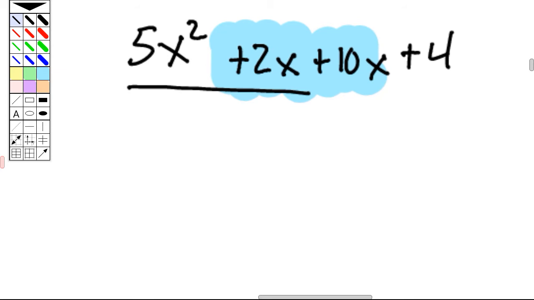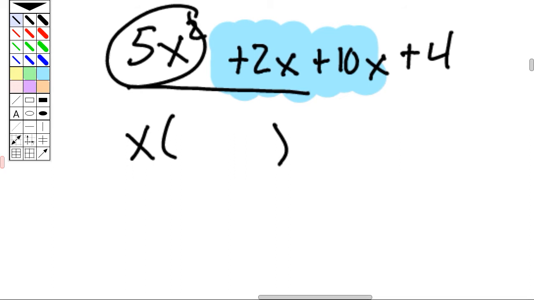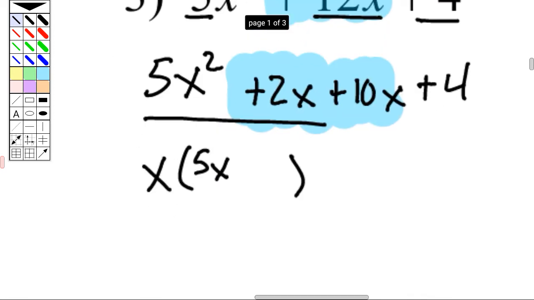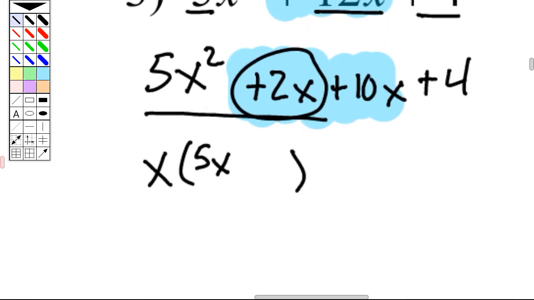Look at the first two. What do these both have in common? Can I take anything out of that 5 and that 2? Nope. So look at the variables. They both have an x I can take out. X times what makes 5x squared? Well, I need a 5 and I need another x. X times what makes 2x? Well, positive 2.